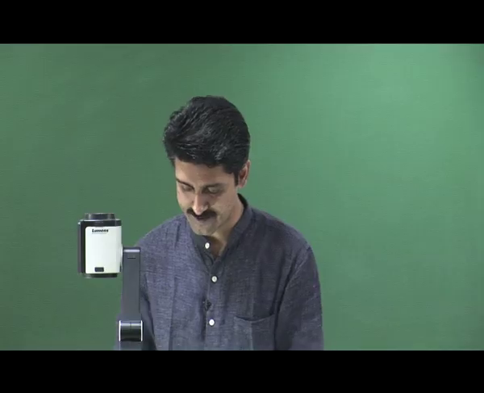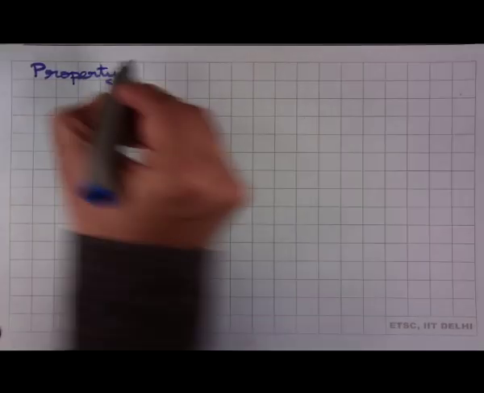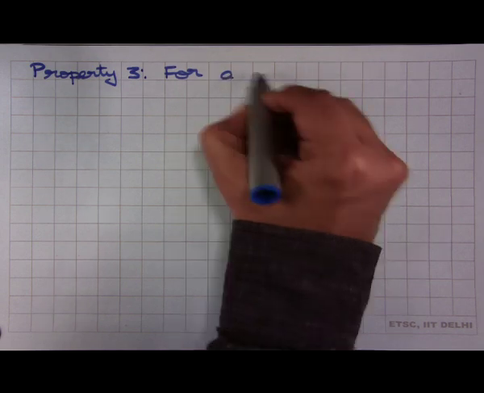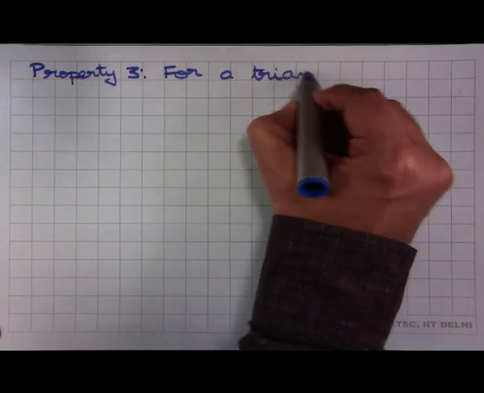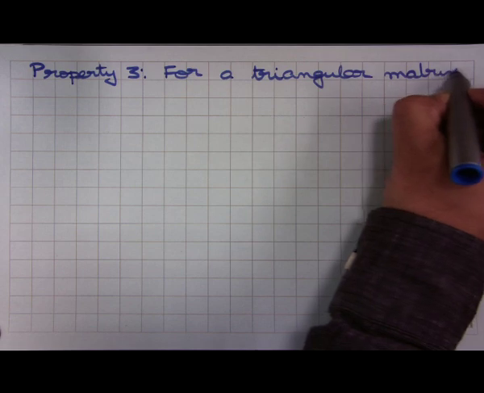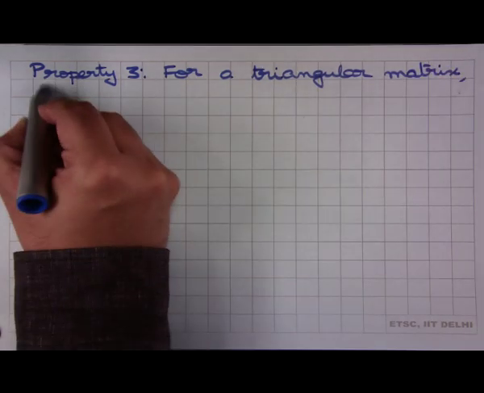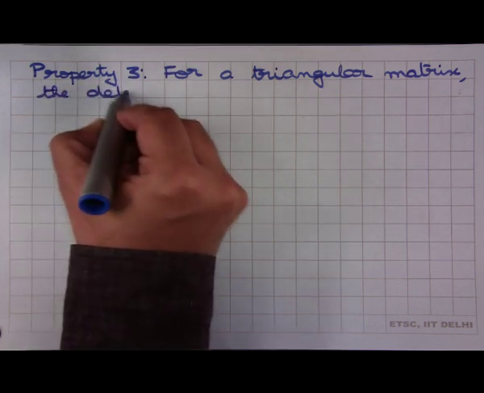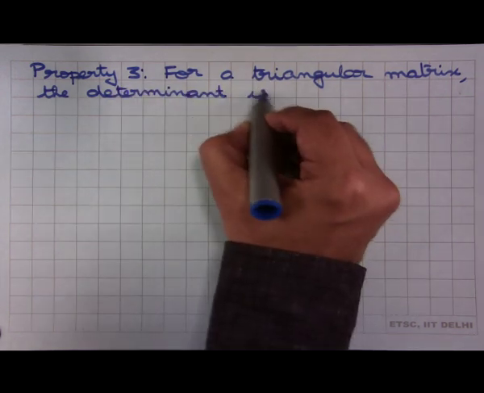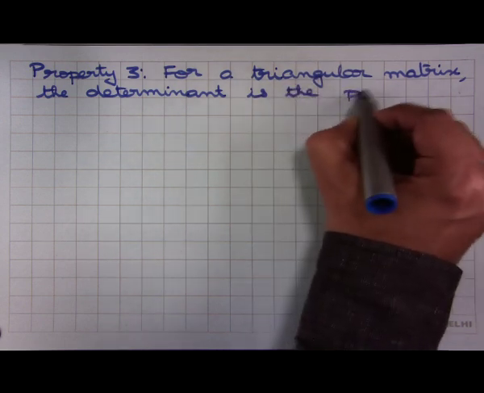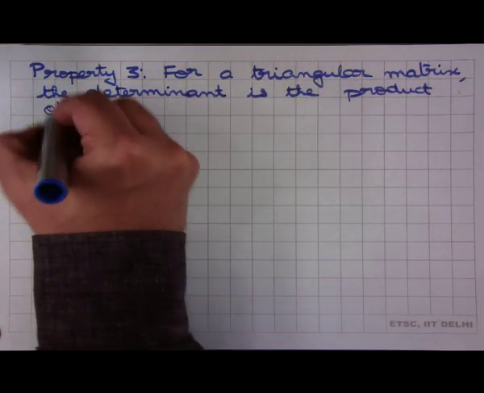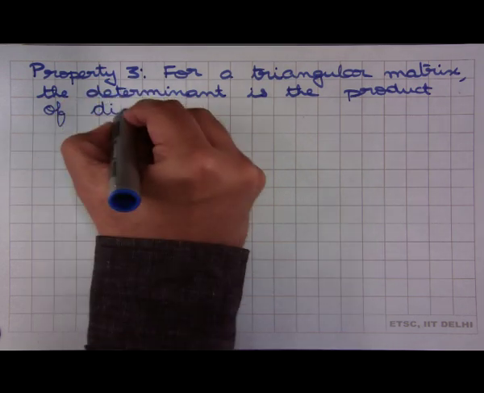So, property 3 is that for a triangular matrix, the determinant is the product of diagonal entries.